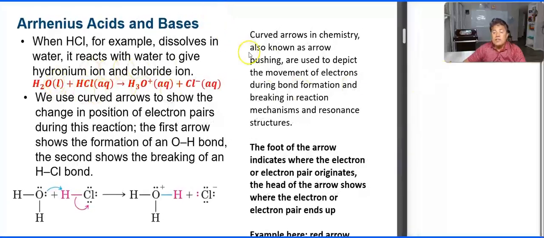When HCl, for example, dissolves in water, it reacts with water and gives the hydronium ion. We already discussed that. Now let us use the curved arrow, which is also called arrow pushing, to show the change in position of the electron pair during this reaction. The first arrow shows the formation of the OH bond. The second arrow shows the breaking of the HCl bond. Let's react hydrochloric acid, or any acid, with water.